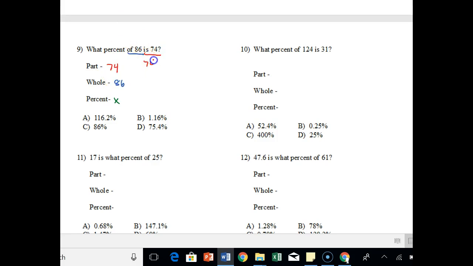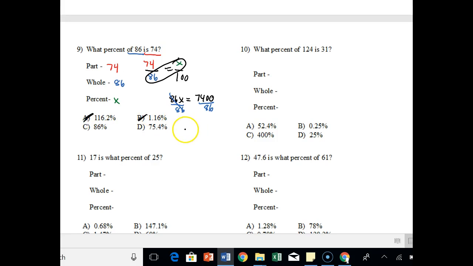So I'm doing 74 over 86 equals my percent, which I don't know, over 100, right? So I'm going to get 86x equals 7400. I'm going to divide by 86. And again, just pretend you shot 86 free throws and you made 74, you should expect a pretty good percentage. Should it be over 100%? Absolutely not. You didn't make more than you took. Should it be 1.16%? No way, right? You made a whole bunch of free throws, so it's going to be around 86 or 75.4.